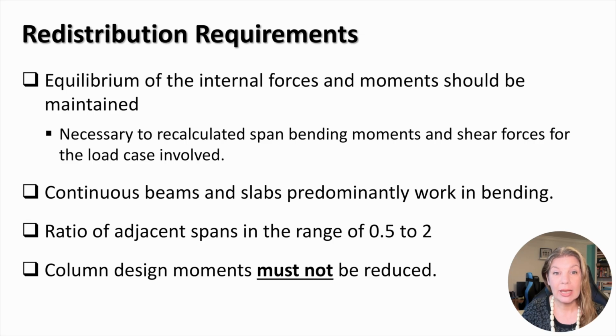Moment redistribution can be performed on continuous beams and slabs because they predominantly work in bending. The ratio of adjacent spans should be in the range of 0.5 to 2. Columns should be designed without redistributing the moments applied.